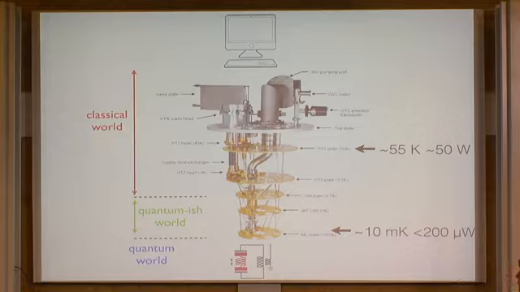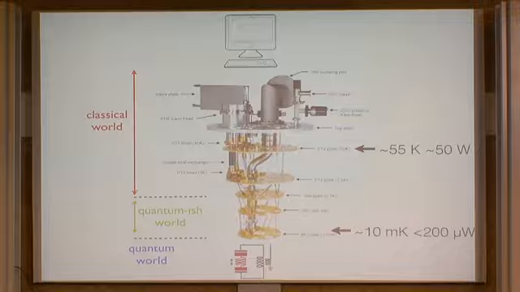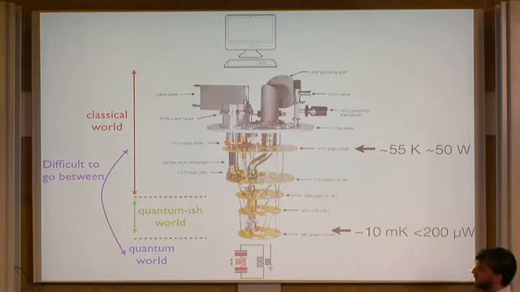And another thing to keep in mind that will come up later on is that not only are these stages characterized by different temperatures, they're characterized by different amounts of cooling power. The amount of power that this top plate, at 55 Kelvin, say, can absorb is something like 50 watts before it starts to heat up. Whereas down here, where the experiments actually happen, the cooling power is much less than 200 microwatts, actually. So it can handle a lot less dissipation. And the main problem is that it's hard to go between these two things.